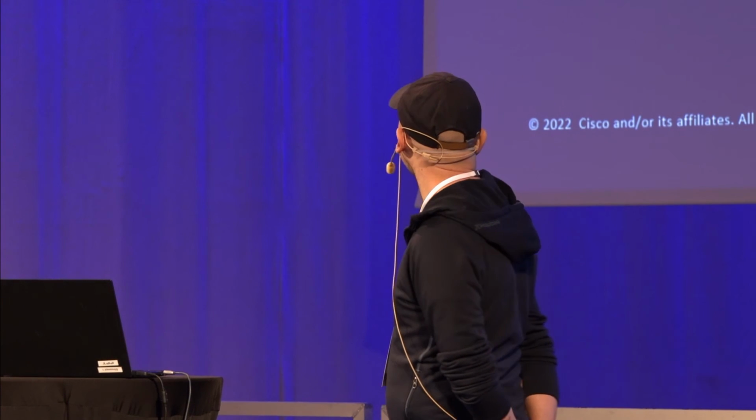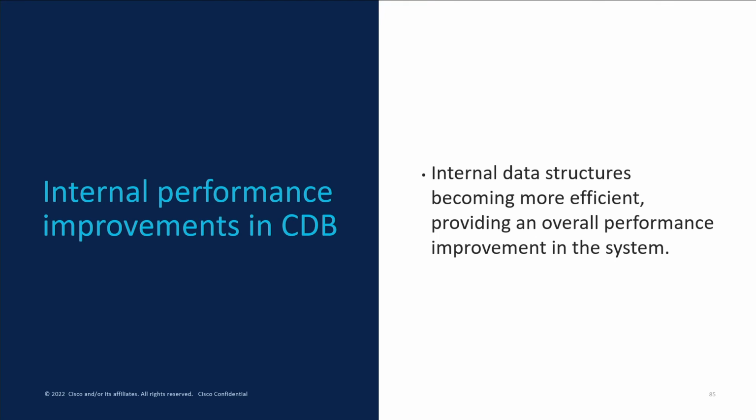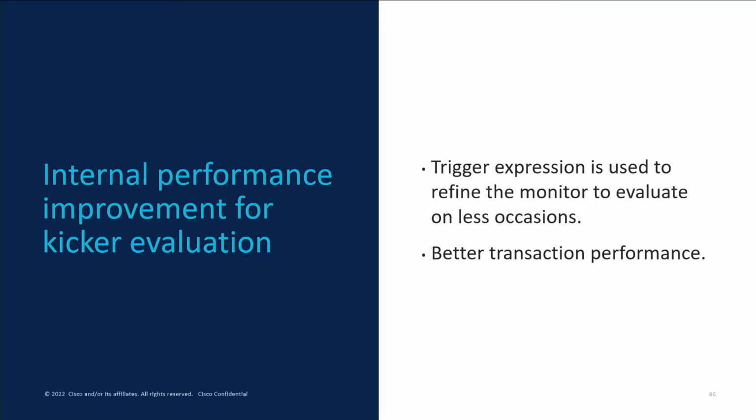We also have internal performance improvements for CDB, making internal data structures more efficient. By doing this, we provide an overall performance improvement in the system. We also have internal performance improvements for kicker revelation, reducing the time spent inside of the critical section. And as you previously saw, this remains within the critical section right now, at least.